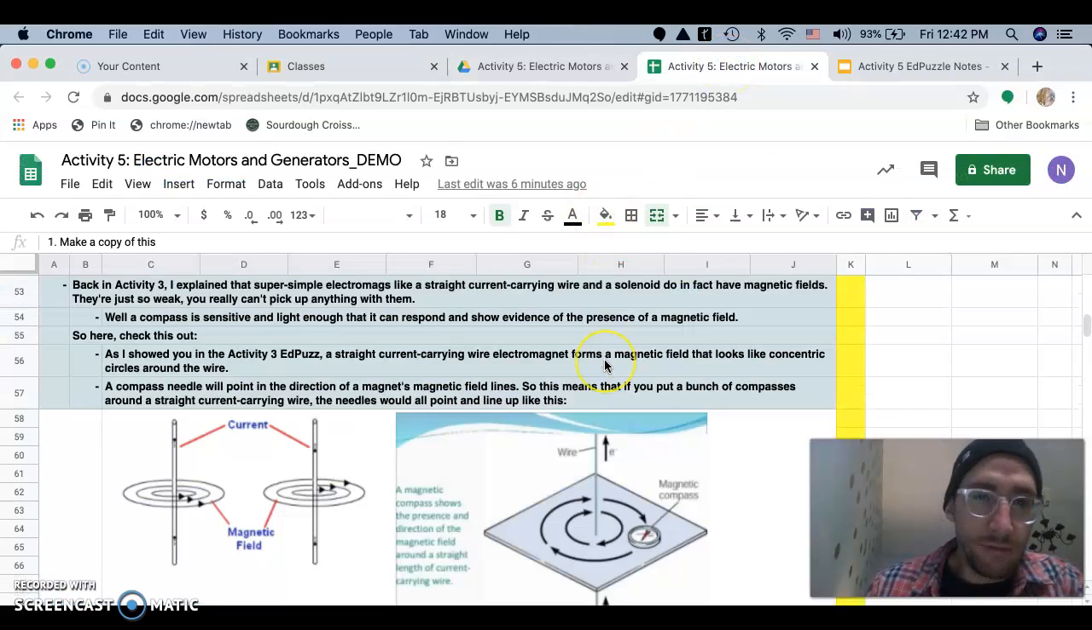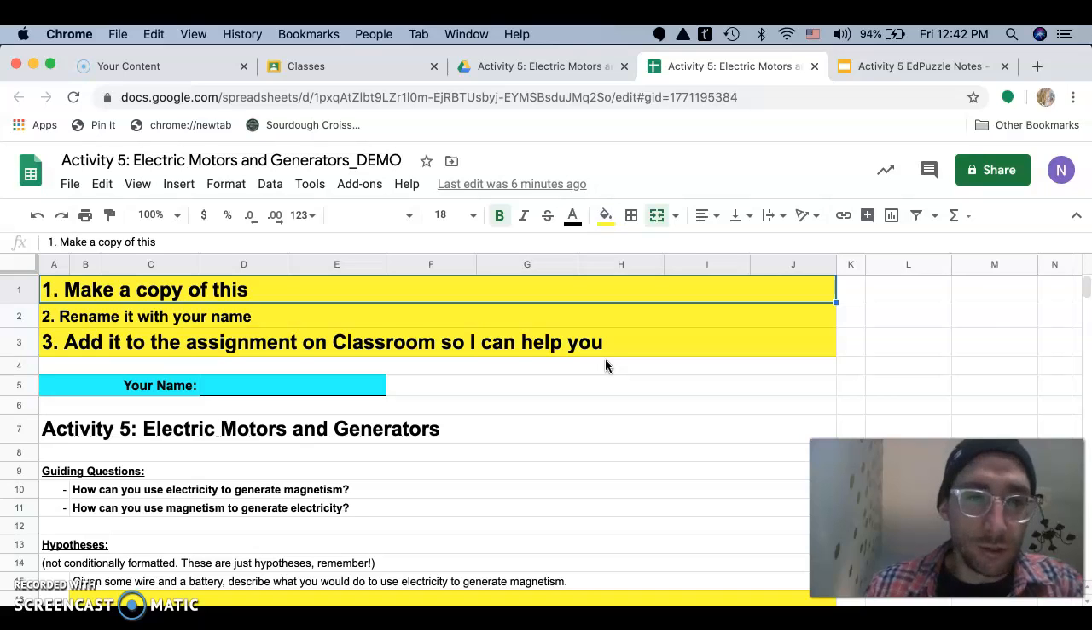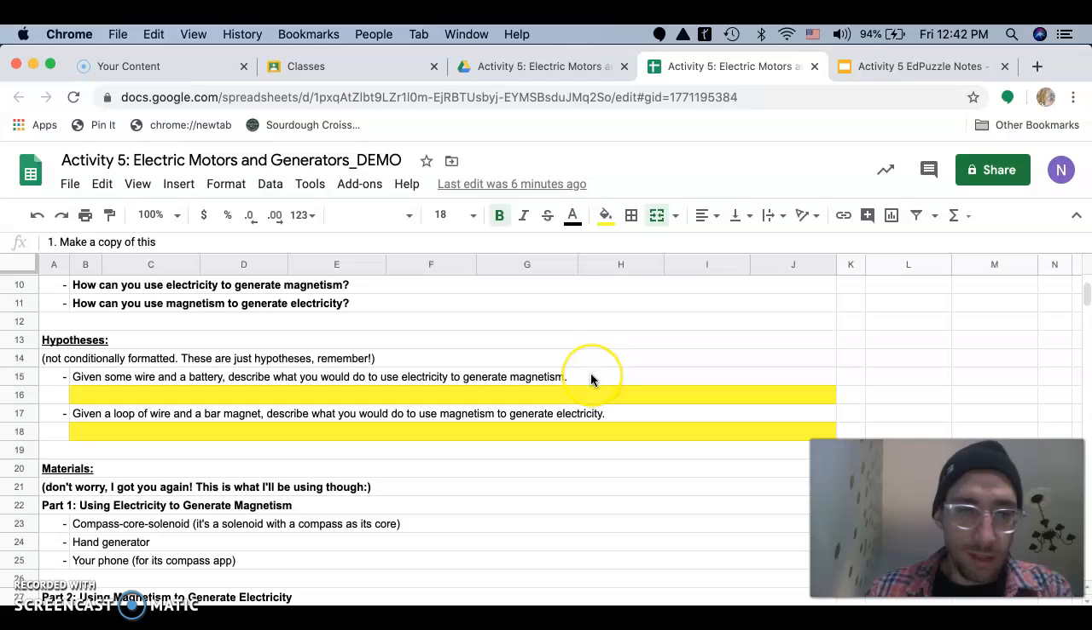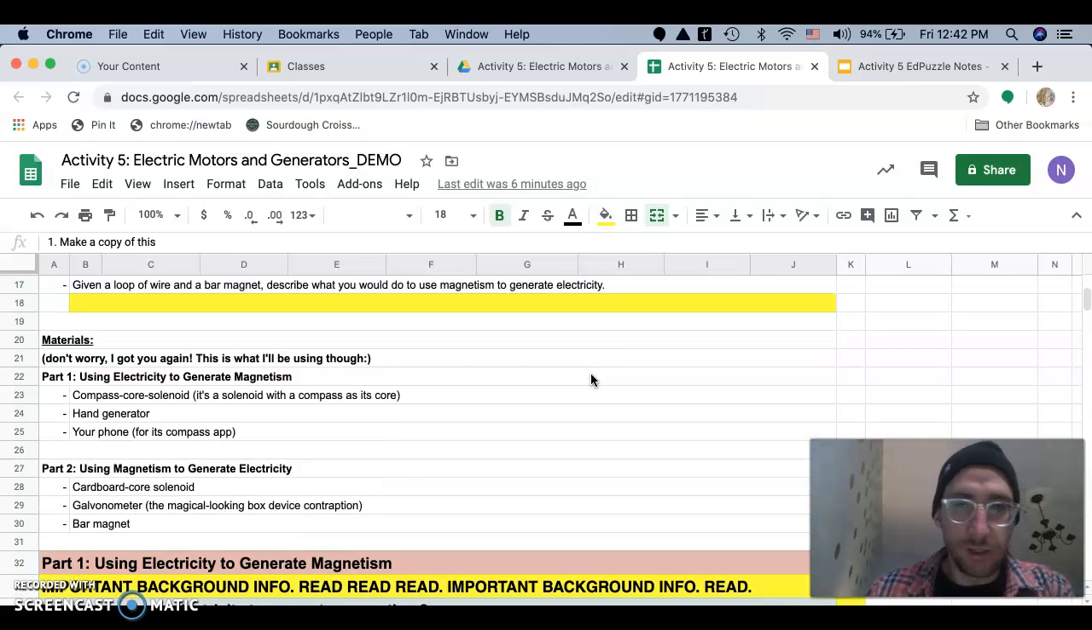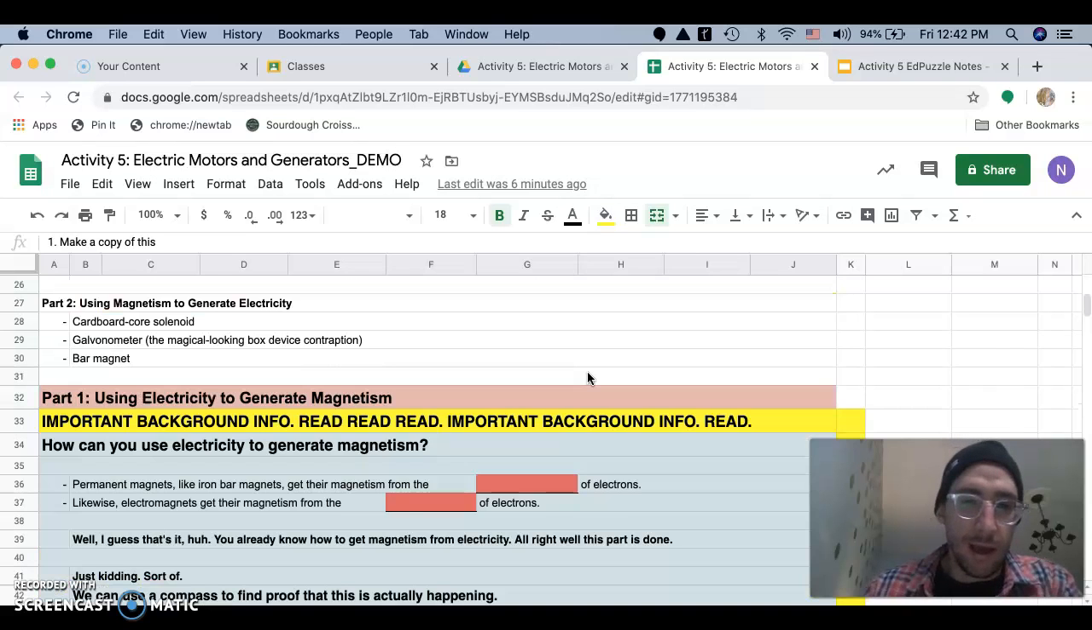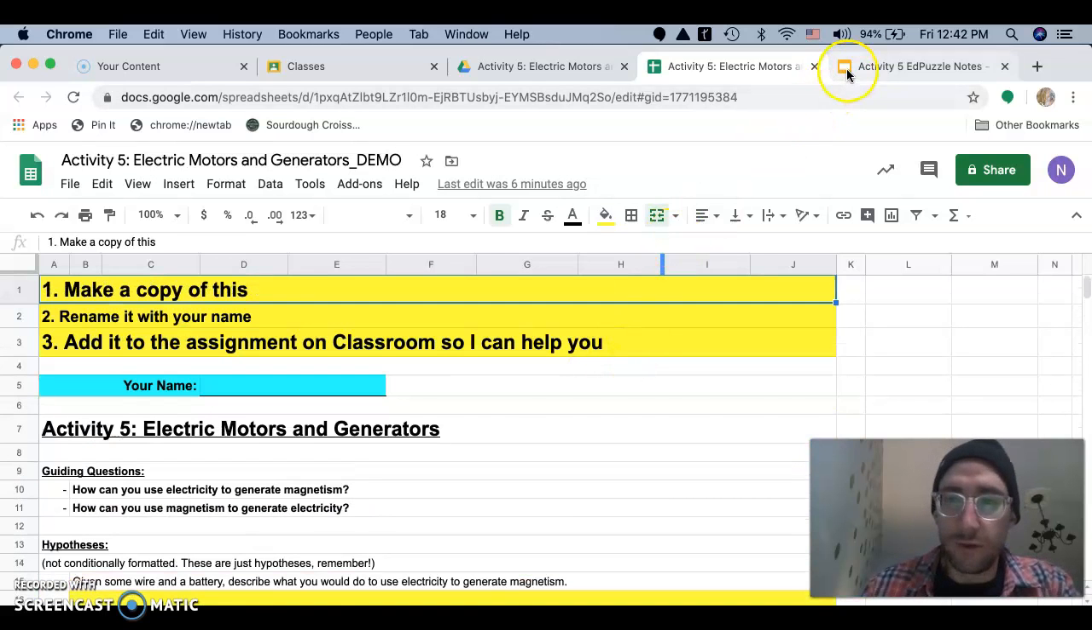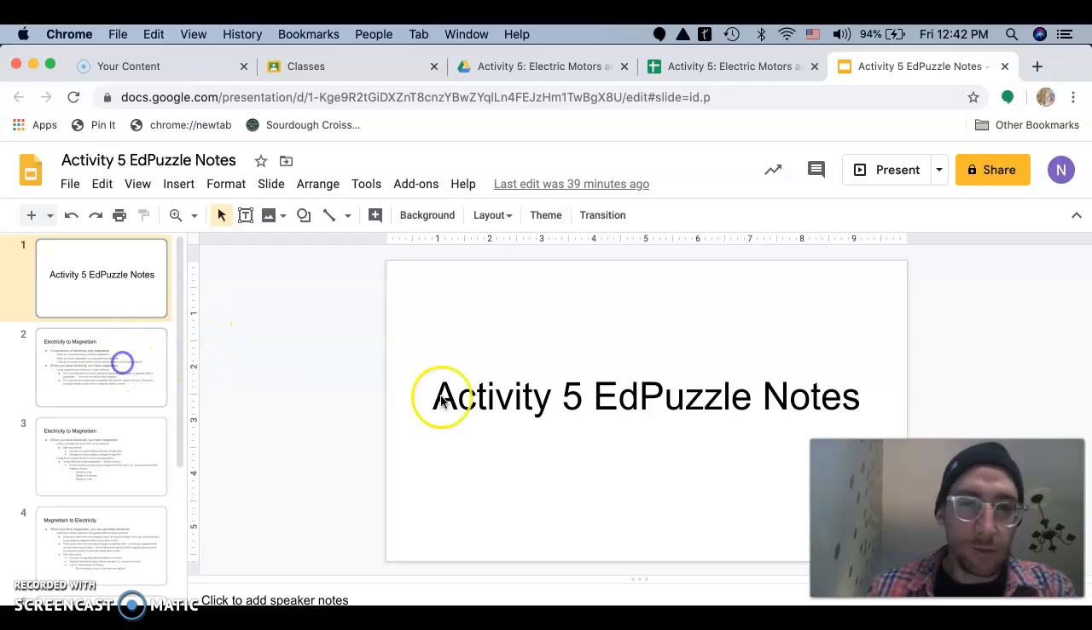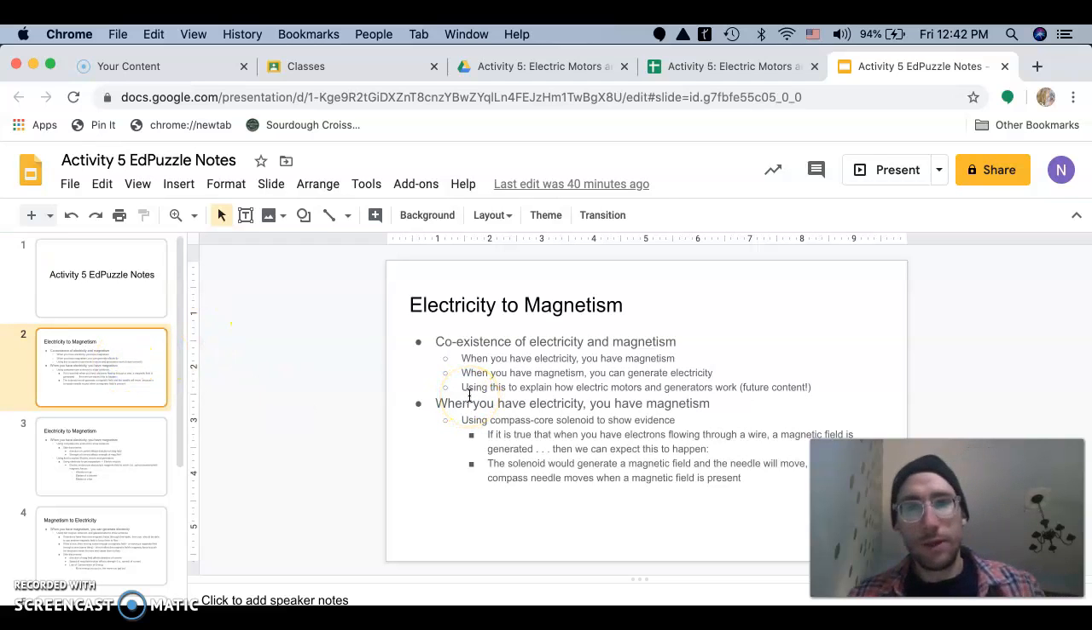Activity 5, electric motors and generators. There's a lot going on here, people. This is a lengthy activity, it seems like. And so to help you make sense of it and get organized, here's what it comes down to. So we got two parts, basically.